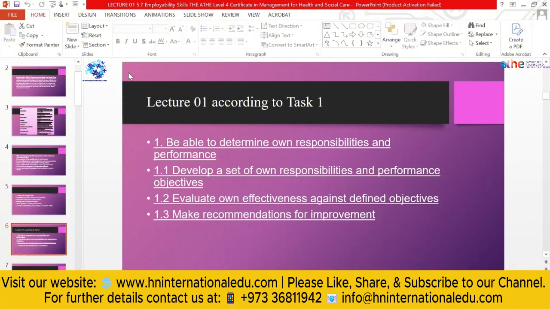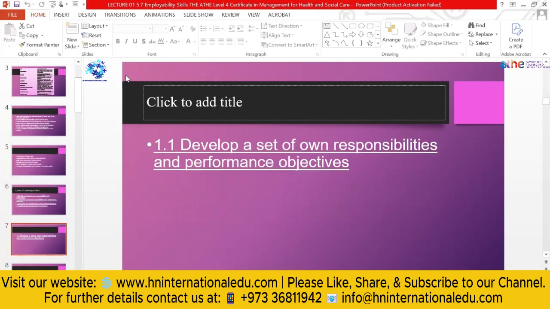Now, lecture one is according to task one. Before that, I wanted to just demonstrate what employability skills actually are. And we are going to talk in the specific context of health and social care, because that is a foundation. Develop a set of own responsibilities and performance objectives. Now they are directly talking to us as candidates about how we're going to handle the situation when we have to talk about our own responsibilities and performance objectives. Points are already mentioned in the indicative content. We're only going to use that and give enough explanation.